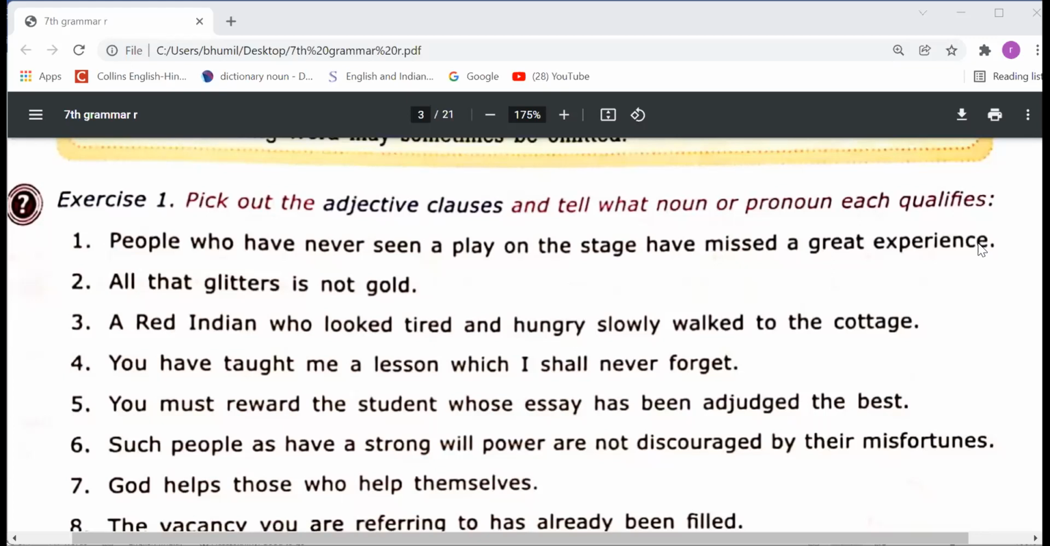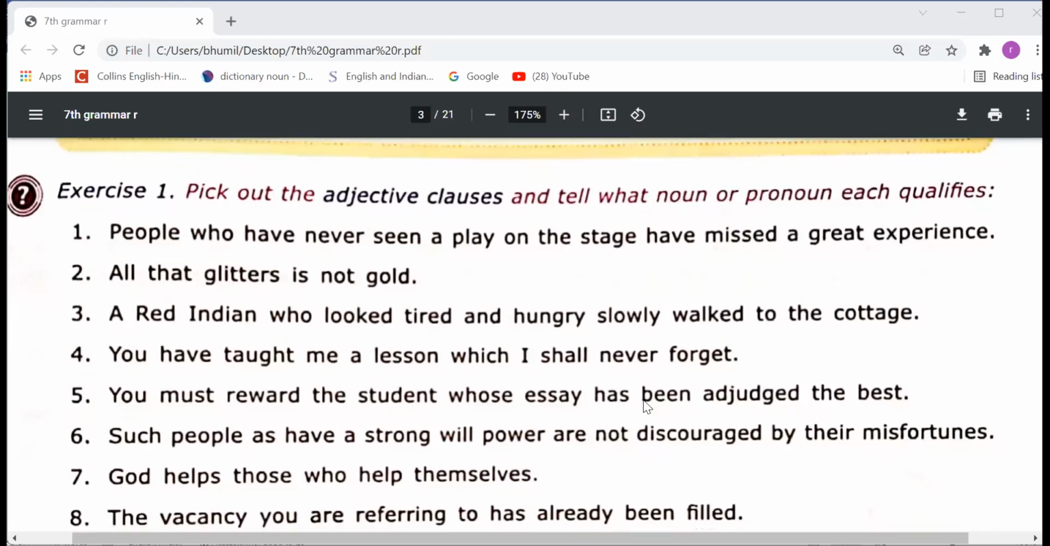And which word is it describing? It is qualifying those. Very good. Right answer. Who help those? So God helps those who help themselves. Very good. Who help themselves? This part is an adjective clause, and this clause is describing those words. Very good. Right answer. Good, Monica. Next sentence.